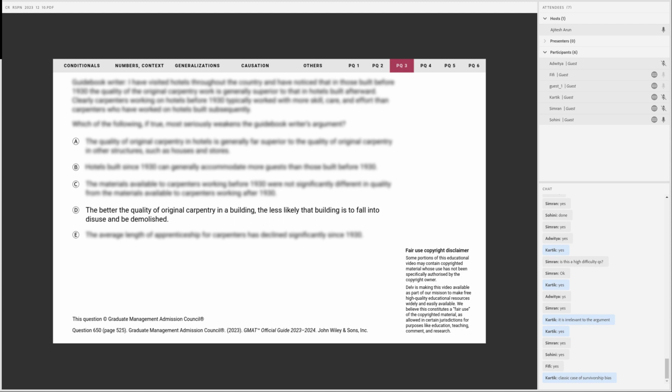Very good. So you are absolutely correct. Effectively, what Shoini is saying is only a certain type of hotel has survived till now.